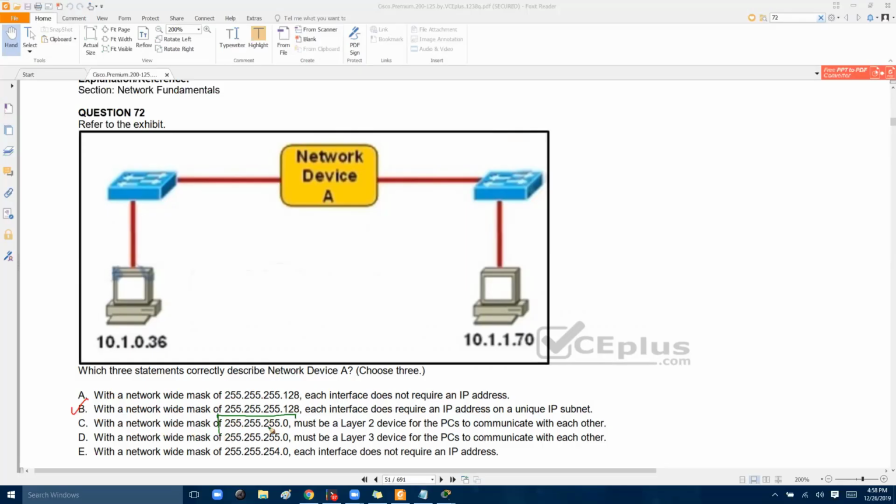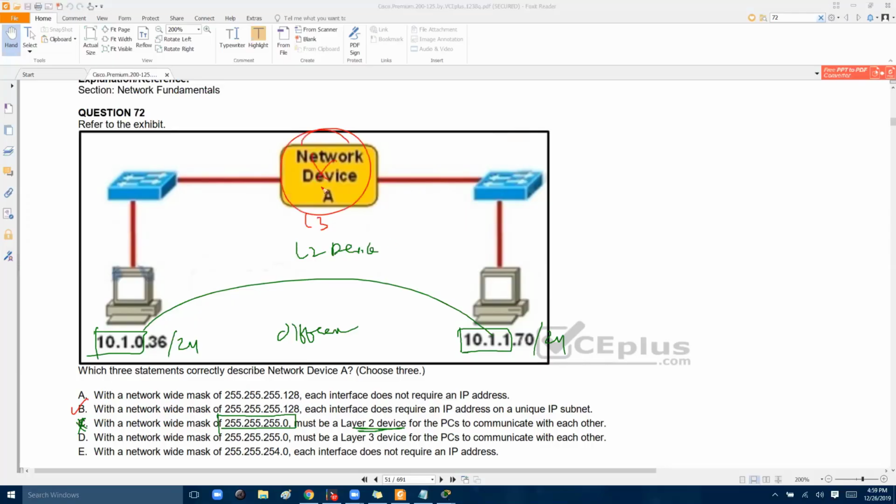And if I'm using this subnet mask 255.255.255.0, it is going to become /24, which means these three will be network, right? So again, they are different networks now. If I'm using this subnet mask, you must use a layer 2 device for the PCs to communicate with each other. Again, this is wrong, because once they become different networks, just connecting an L2 device is not sufficient. You need an L3 device, which is a router. So we need a router, not the switch. L2 means the switch device. So that's not correct.